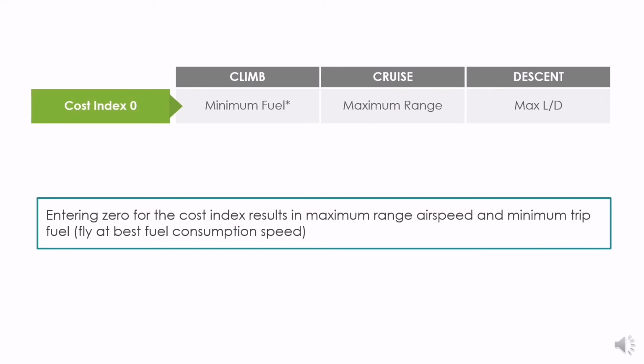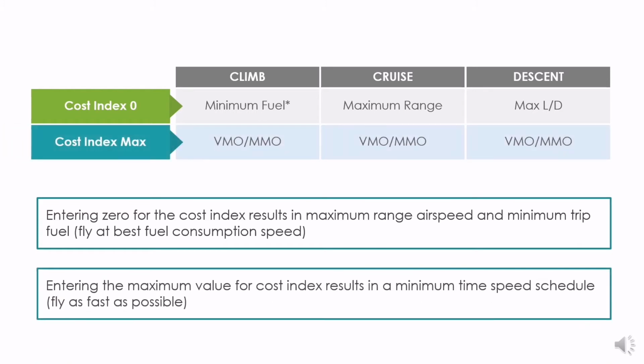Entering 0 for the cost index results in maximum range airspeed and minimum trip fuel. Fly at best fuel consumption speed. We can see here cost index of 0 in the climb will give minimum fuel, maximum range in the cruise, and in descent the power will be idle and they will fly at the maximum lift to drag ratio airspeed. Entering the maximum value for cost index results in minimum time speed schedule. Fly as fast as possible.